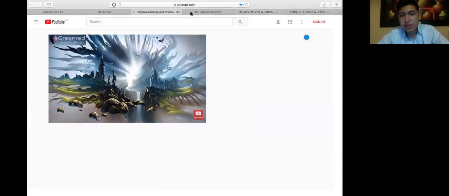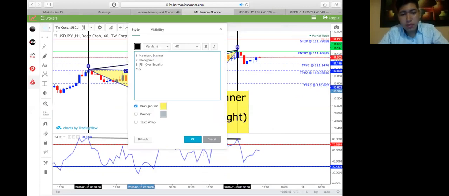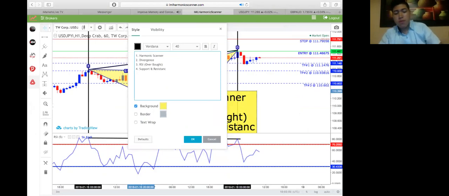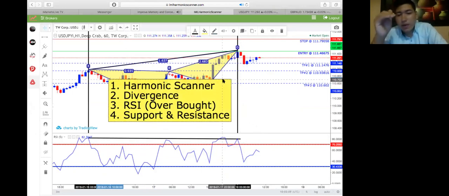Real easy. Let's go to the harmonic scanner and put it on. So the fourth confirmation is what? Support and resistance. So what's the theory? What's the game plan over here? If the harmonic scanner tells me it's a sell and I find one divergence, I find that the RSI also indicates a sell because it's overbought, I'm expecting the price to be on a resistance level so I can go ahead and sell, right? It just makes perfect sense. This is my 4 points of confirmation.